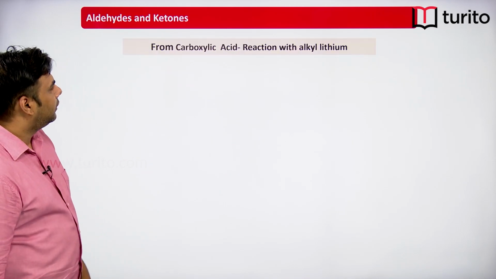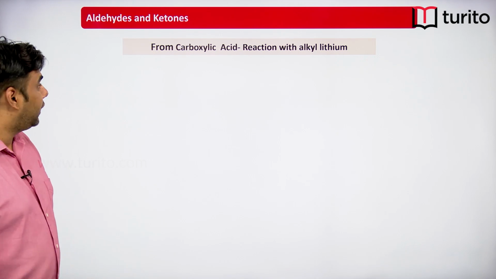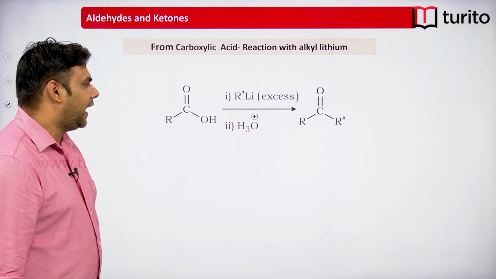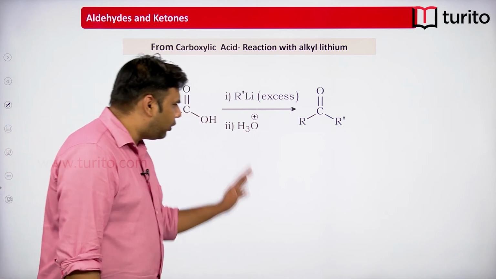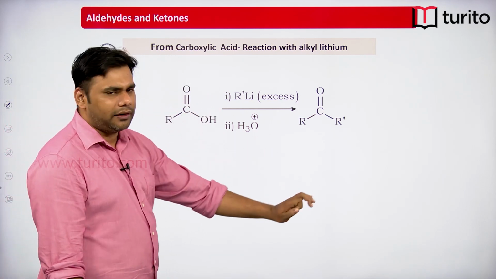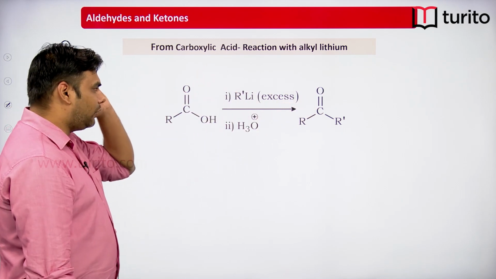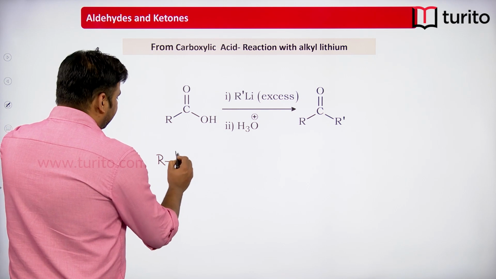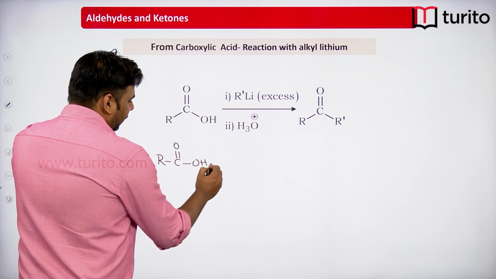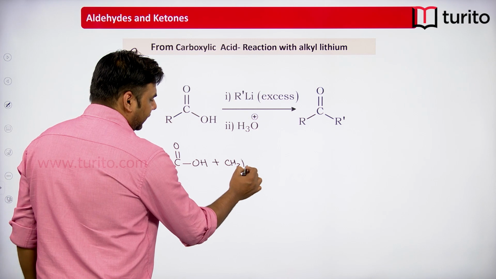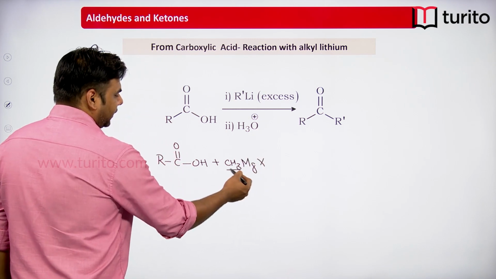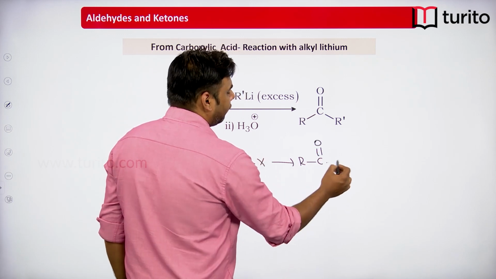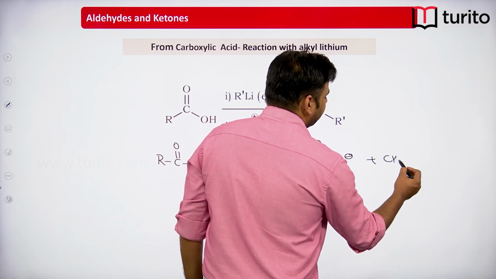Now we can also prepare aldehydes and ketones from carboxylic acid by reaction with alkyl lithium. Now this is a very important reaction because this contradicts the basic knowledge of Grignard reagent. Now we know that when you treat a carboxylic acid with a Grignard reagent, this CH3 negative would abstract a hydrogen and form methane gas. So we form a carboxylate ion and methane gas.